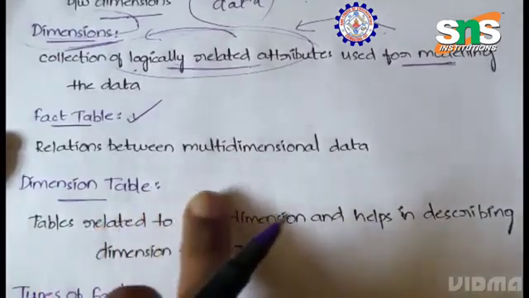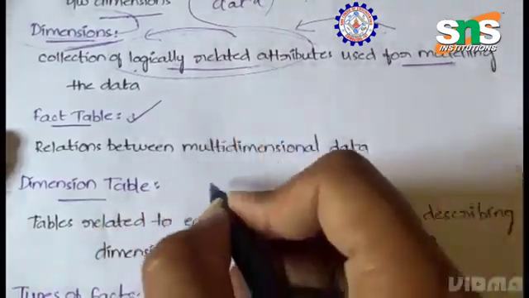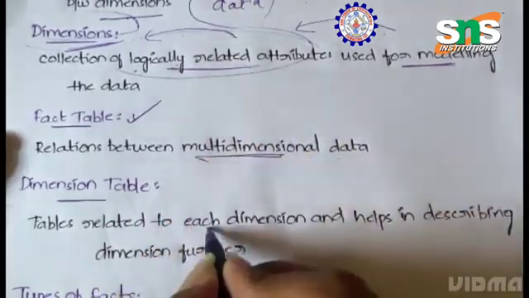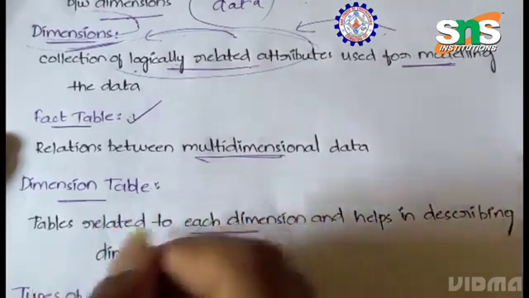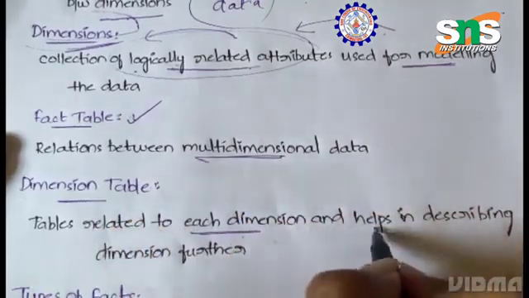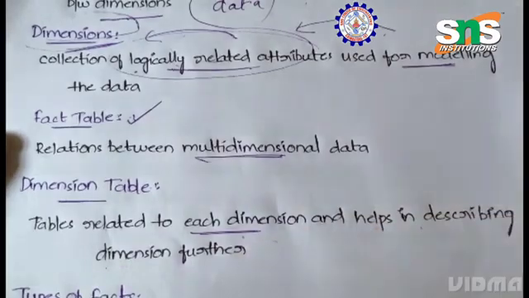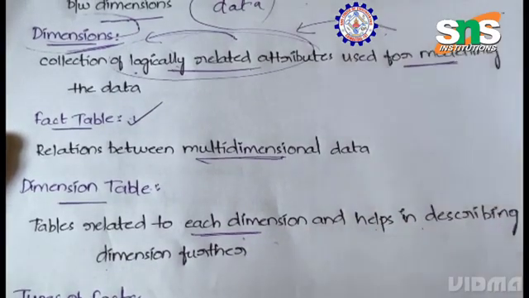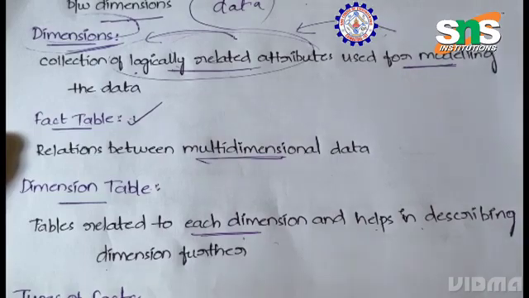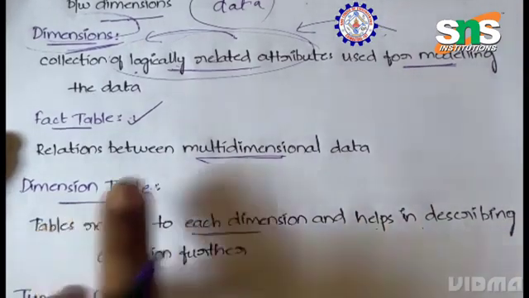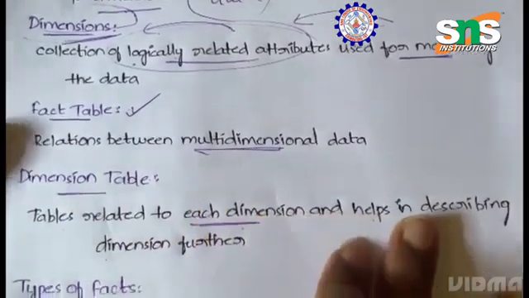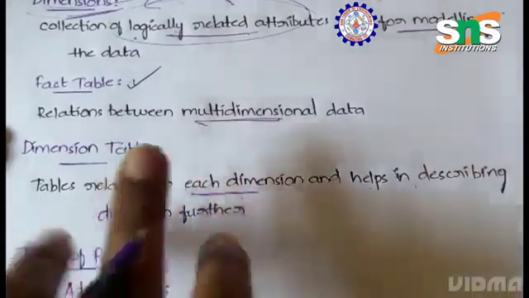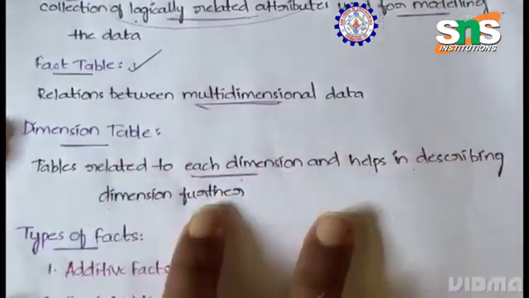Tables related to each dimension. Again, you'll have multi-dimensional data, right? Multi-dimensions means more than one dimension. So for each dimension, you will be constructing a table, and that table will help you in describing the dimension further. Any additional information you want to describe about that particular dimension, you can do with the help of the dimension table. Tables related to each dimension, and that will help you in describing a dimension further. Okay, got it? So that is about the dimension table. Done.